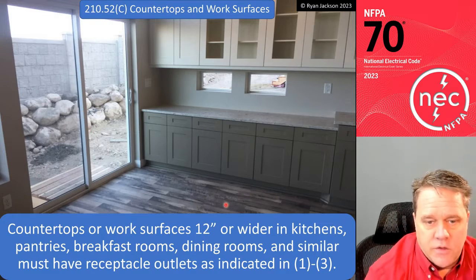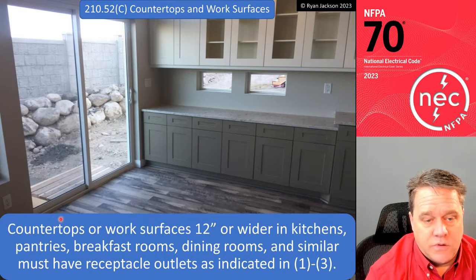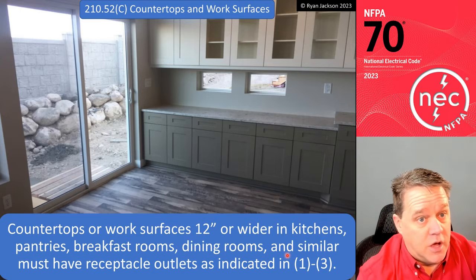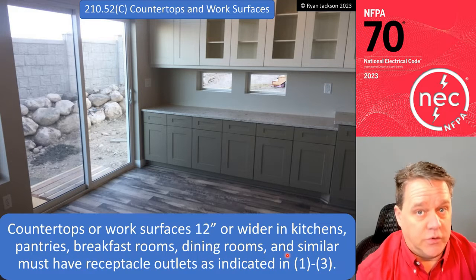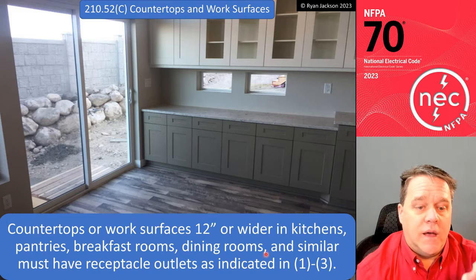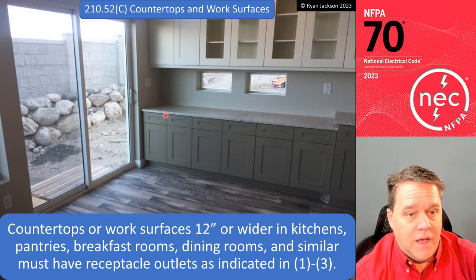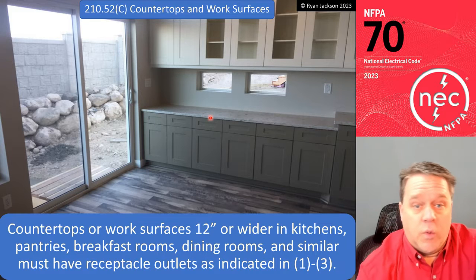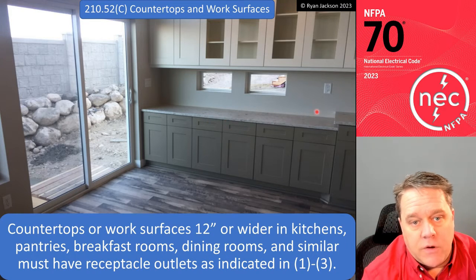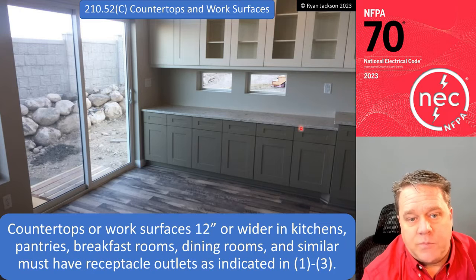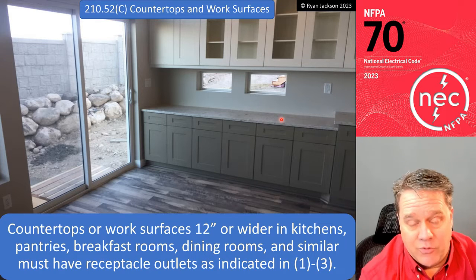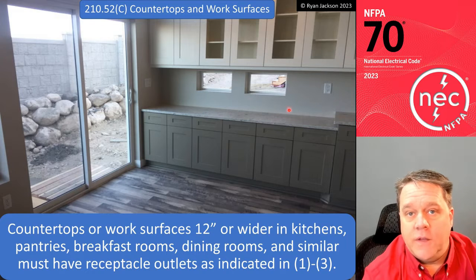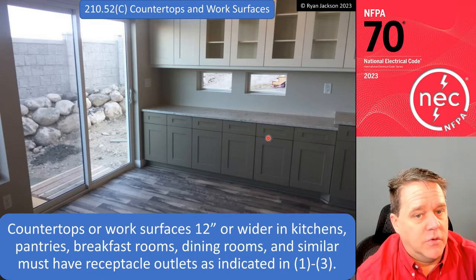Now again, this is for kitchens, pantries, breakfast rooms, dining rooms, and similar. I'm not going to say that a laundry is similar to any of those. I don't think it is. But here we have the dining room, and it has countertop or work surface, one or the other, right? It's one of those two. Do we have enough receptacles for this space here? No. We're going to find out later that we need to have receptacles basically every 4 feet through there, and we don't have them, so that's a violation.